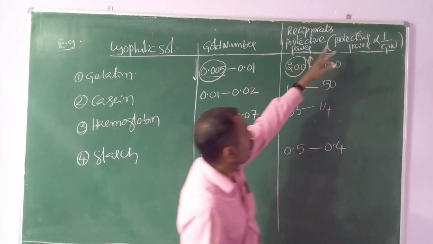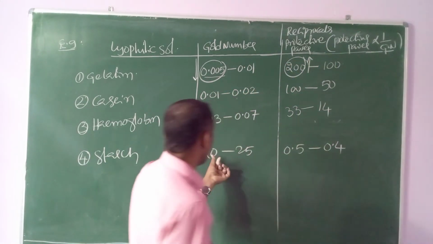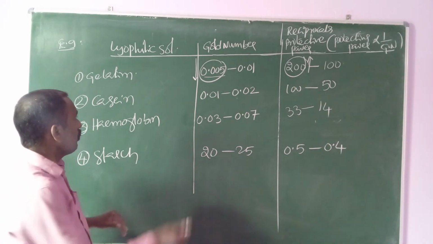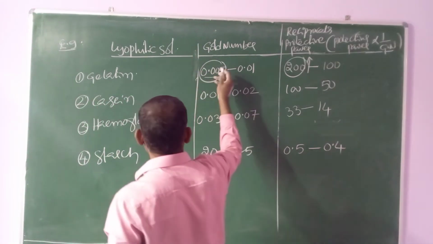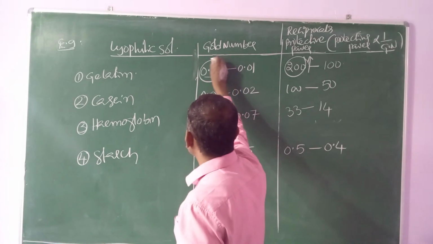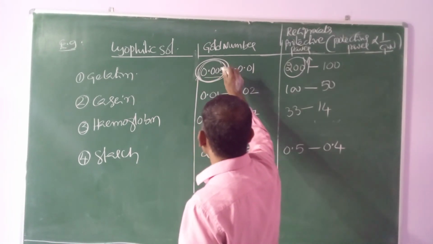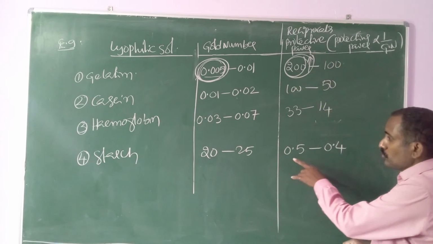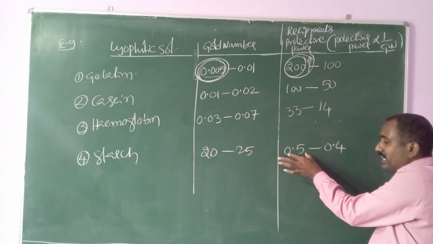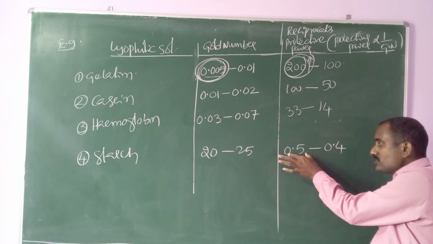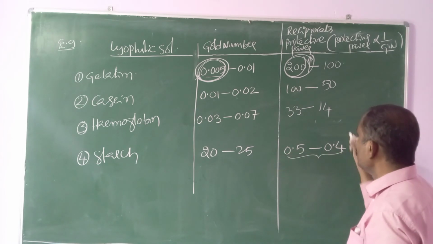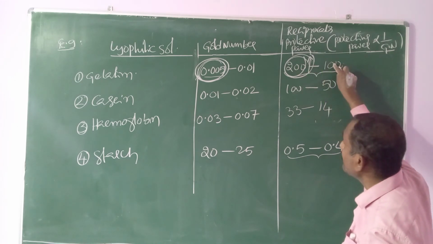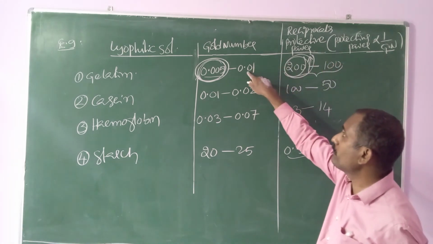Protecting power and gold number, how are they related? Inversely. Therefore, reciprocal of these values. From this table, if you are observing, among all these, the lowest gold number is for whom? Gelatin, 0.005, and the highest protecting power is what? 200. So starch protecting power is 0.5. Starch protecting power is very less, 0.5 to 0.4. Gelatin protecting power is very high, 200 to 100 times, while gold number is less.